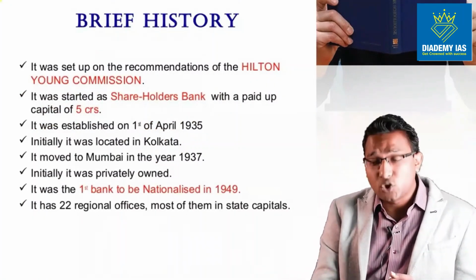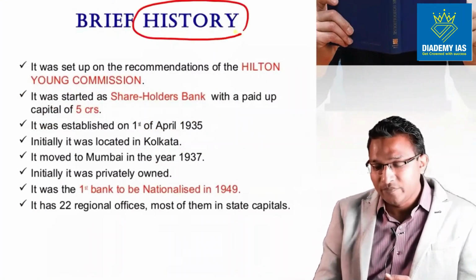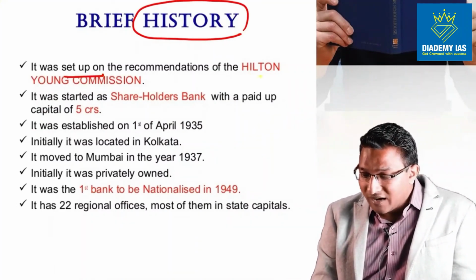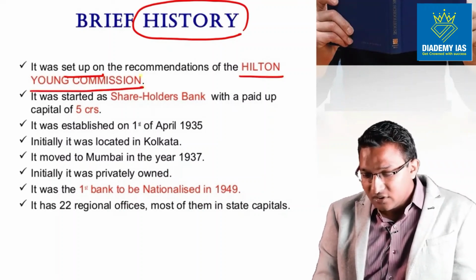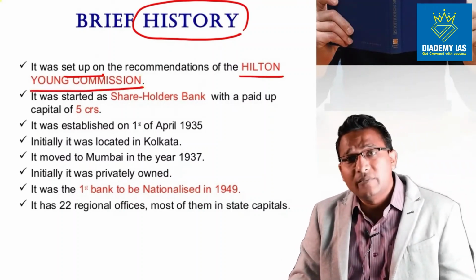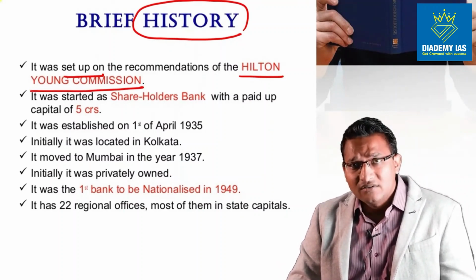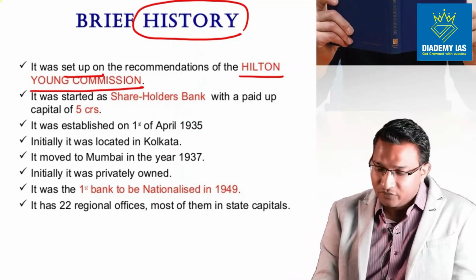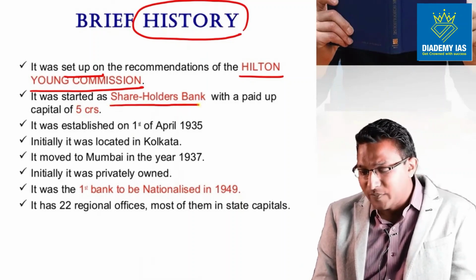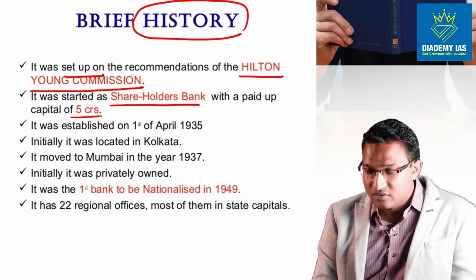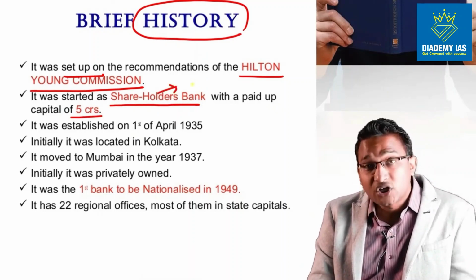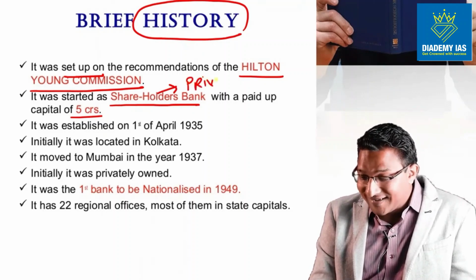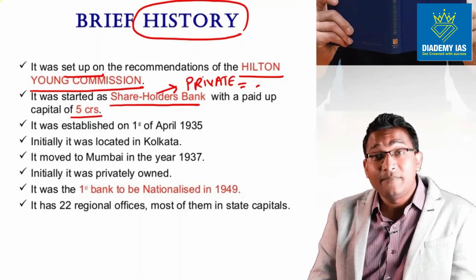Now let us see the historical development of the Reserve Bank of India and some more facts about it. It was set up on the recommendations of the Hilton-Young Commission. The Hilton-Young Commission came during the Britishers' time, and it recommended that there should be a central bank which can manage and develop the entire banking sector of the country. It was started as a shareholders' bank with a paid up capital of 5 crore, right? Shareholders' bank means there were shareholders who held the ownership of the RBI. That means it was a private bank initially.